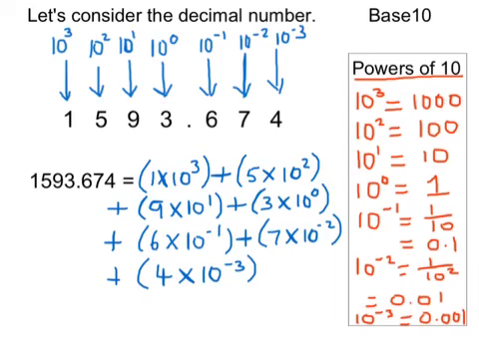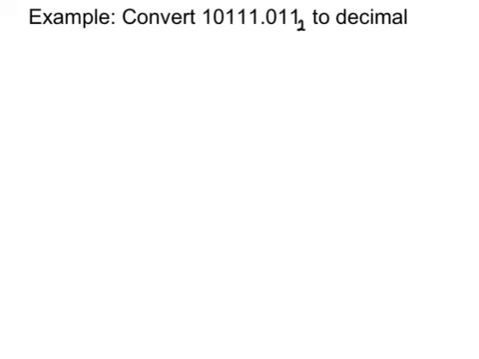This idea can now be used to convert our binary, octal and hexadecimal numbers to decimal. Let's consider the following example. Convert 10111.011 base 2 to decimal.